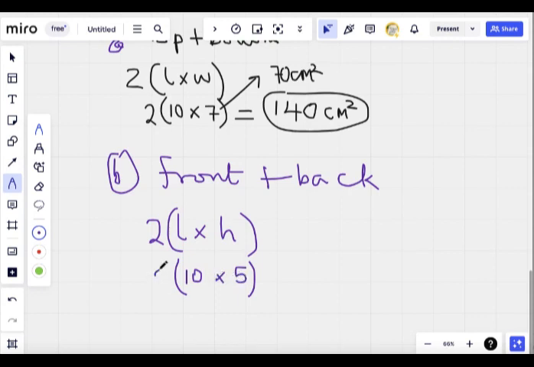Because we're looking for front and back, we multiply the answer by 2. We get 50 times 2, we get 100, right? So we say 100 centimeters square. That's the area.